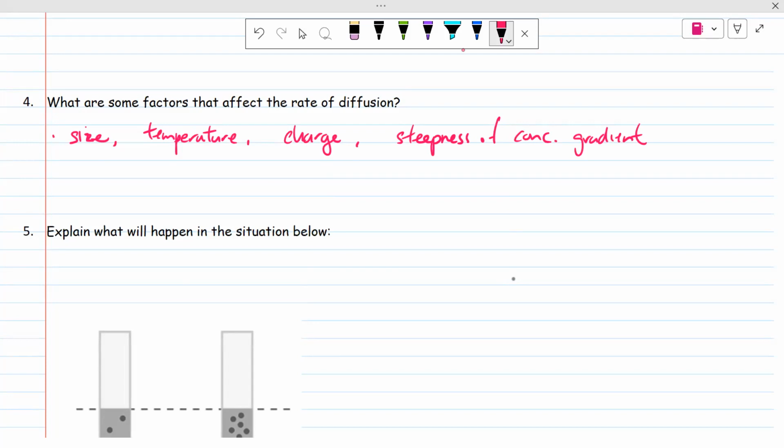Like how much of a difference are we talking about? Is it 10% and 20%? That's not much of a difference, so you would expect it to be very slow. Talk about 10% versus 90%, that's quite a difference, and the diffusion is going to happen more rapidly.